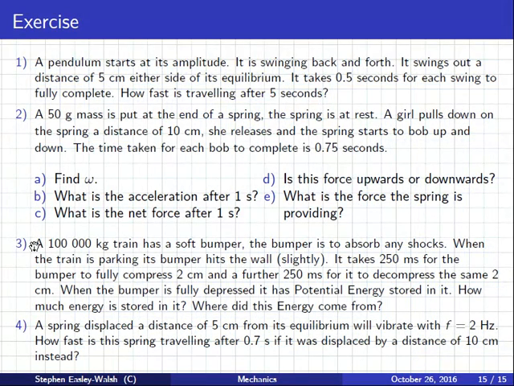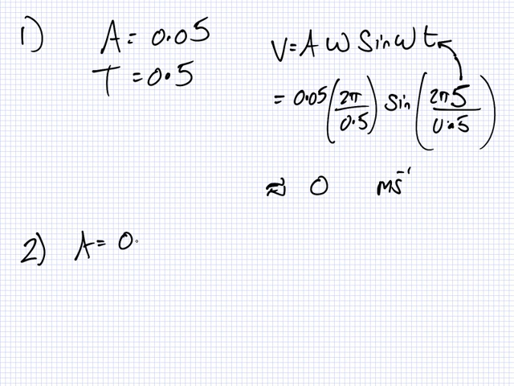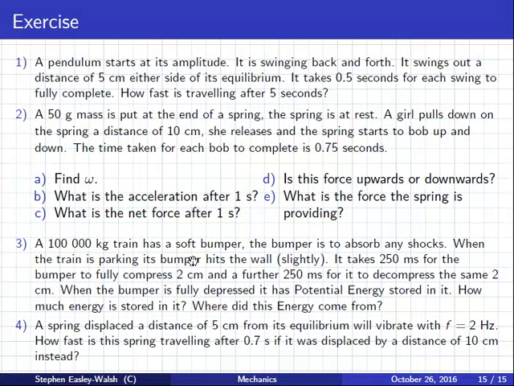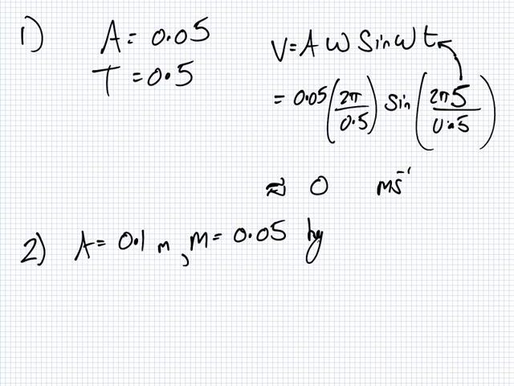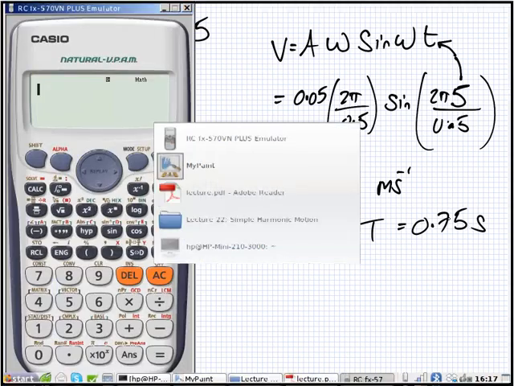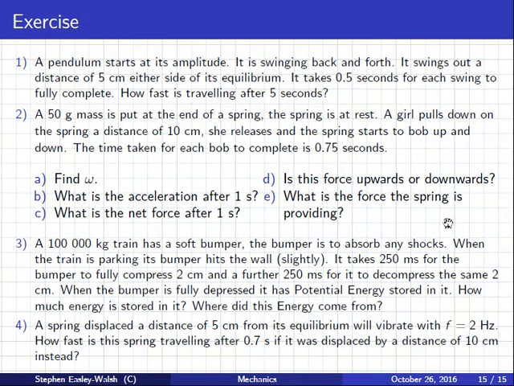Number 2. 50 kilogram mass is pulled at the end of a spring. The spring's at rest. The gal pulls it down a distance of 10 centimeters. What did I say the mass was? 50 grams. And releases, and the time is 3/4 of a second. And I would like to know first the omega.